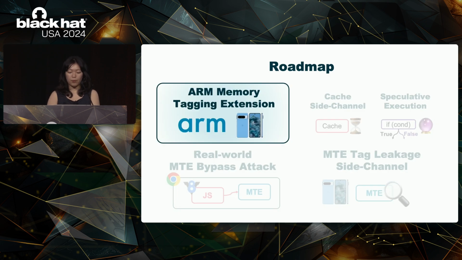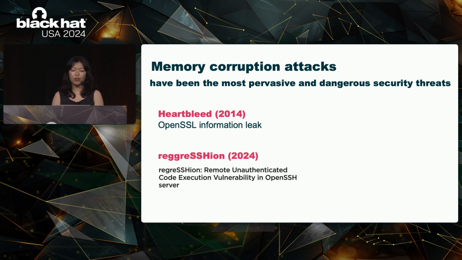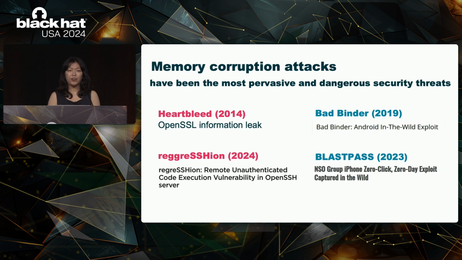Let me begin with ARM MTE. Memory corruption attacks have been the most common and severe threats in software systems. In 2014, Heartbleed affected millions of servers by exploiting a buffer overflow vulnerability. Last month, regreSSHion was discovered, which can compromise any SSH server. Pathfinder and BlastPass also enable zero-click attacks on Android and iOS devices.